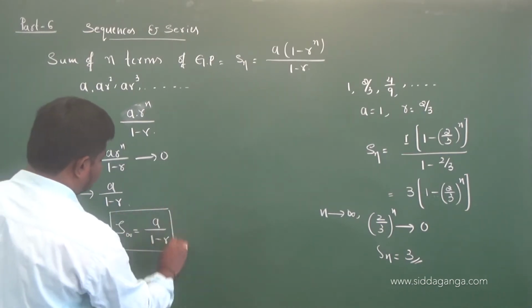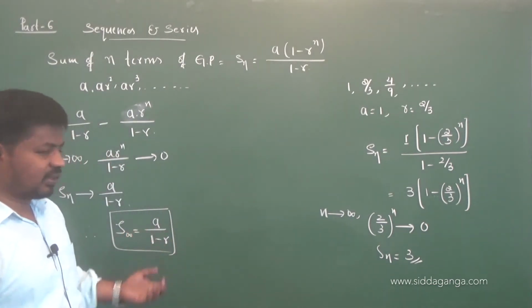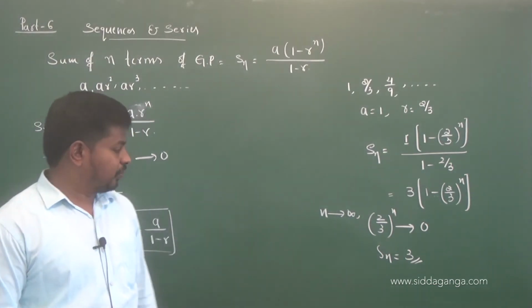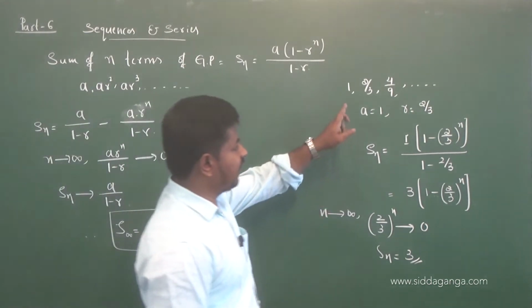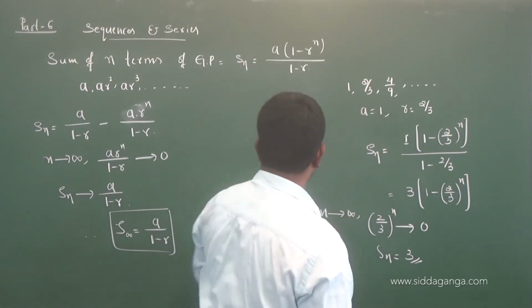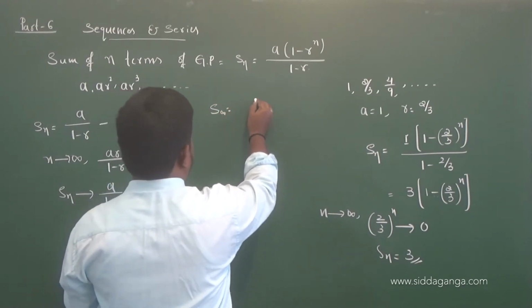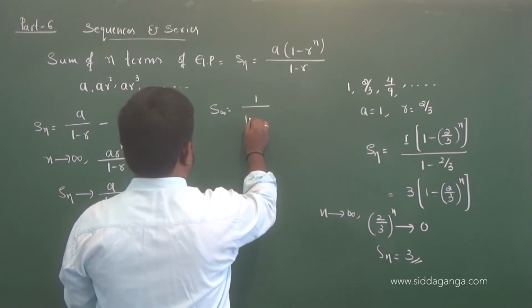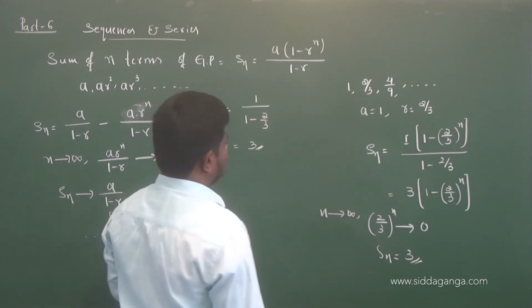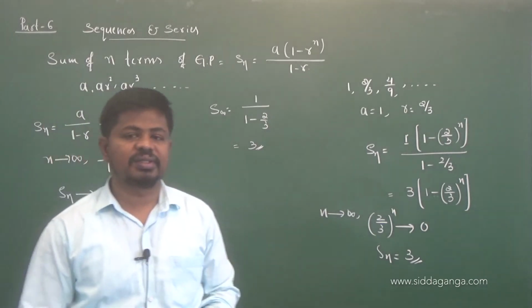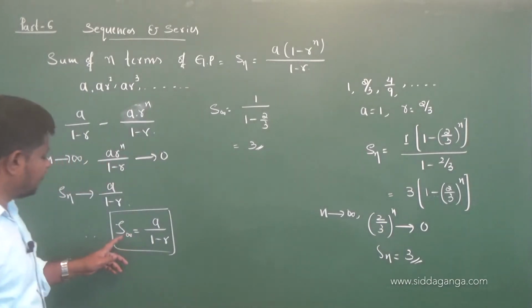This gives the sum of n terms of the geometric progression, where a is the first term and r is the common ratio. By knowing these two, you can find the sum of n terms. By knowing a, here 1, and r, here 2 by 3, you can find the sum of infinite terms. So, S infinity is equal to what? a divided by 1 minus r, that is 1 divided by 1 minus 2 by 3, and of course, you get 3. The sum of infinite terms of a geometric progression is given by S infinity is equal to a divided by 1 minus r.